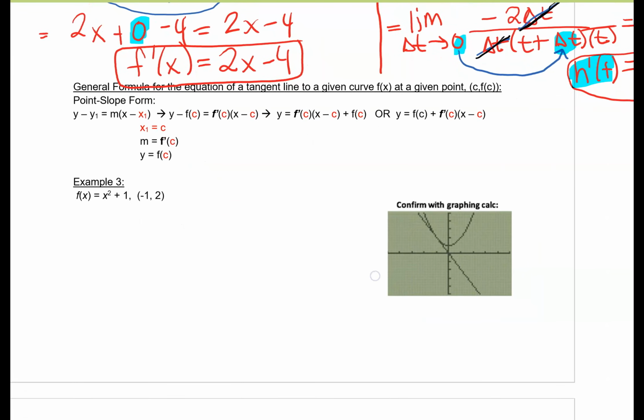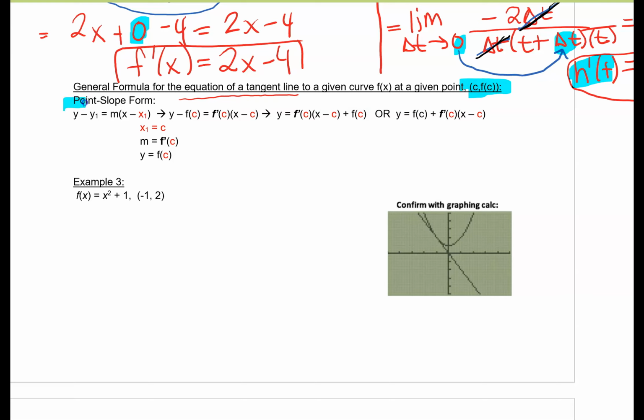Now, last but not least, now that we can find slopes of the tangent lines, which are the derivative, we will also ask you to go ahead and write the equation of the whole line for any given curve at a given point, c, f of c. So I thought I would give you a little reminder of how to do an equation of a line.